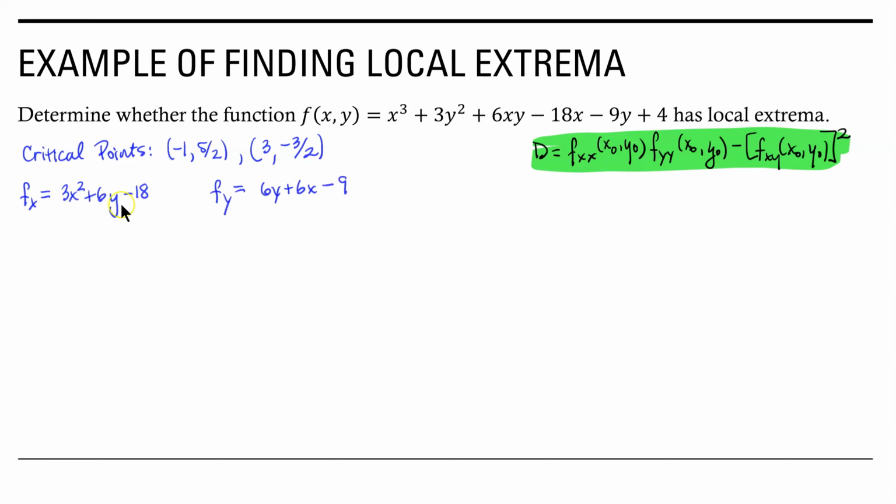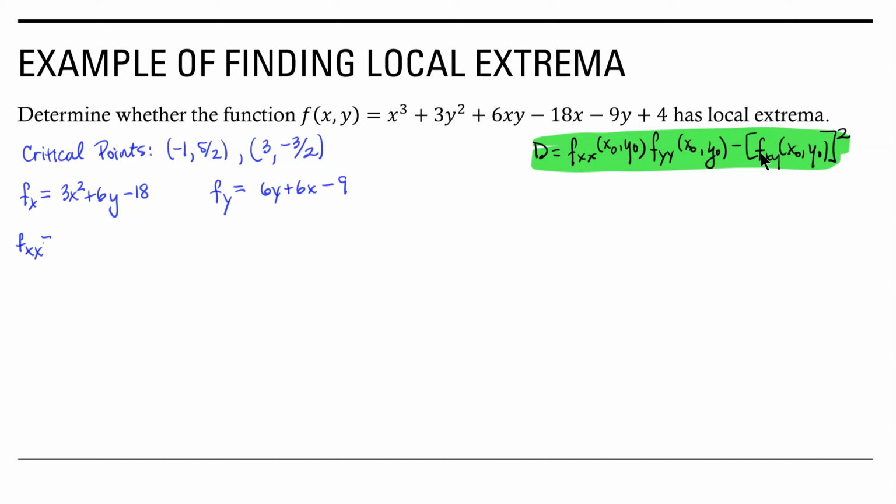So we had previously found that the partial derivative of f with respect to x was 3x² + 6y - 18, and that the partial derivative of f with respect to y was 6y + 6x - 9. Now notice for D we need the second partial derivatives, so let's go ahead and compute those.